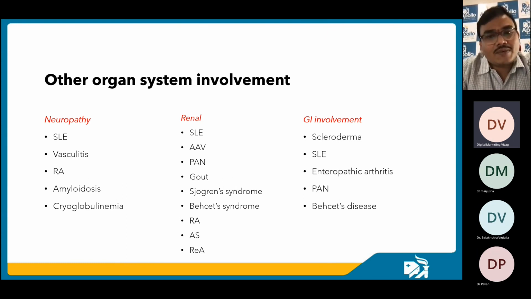GI involvement can be seen in patients with scleroderma, where they can present with pseudo-obstruction as well as anal incontinence, as well as small intestinal bacterial overgrowth syndrome. In case of an SLE, patients present with GI vasculitis. In case of enteropathic arthritis, the patient can have Crohn's or ulcerative colitis, IBD. And in PAN and Behçet, again the patient can present with a GI vasculitis.